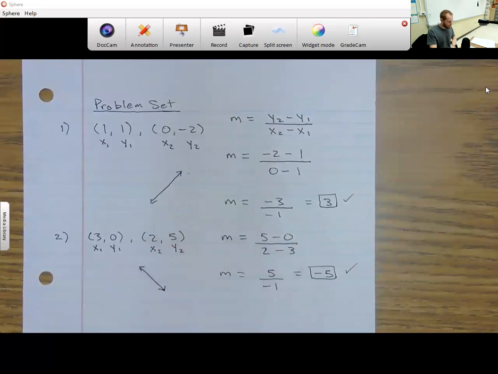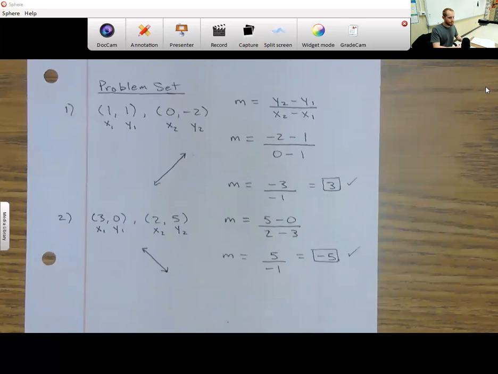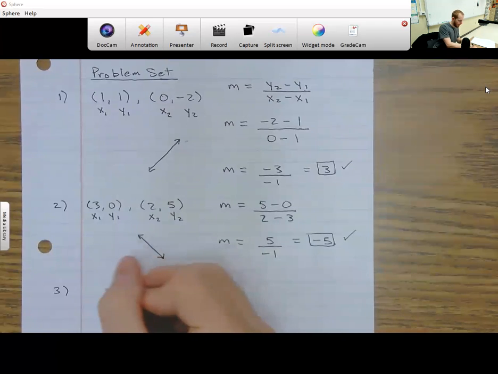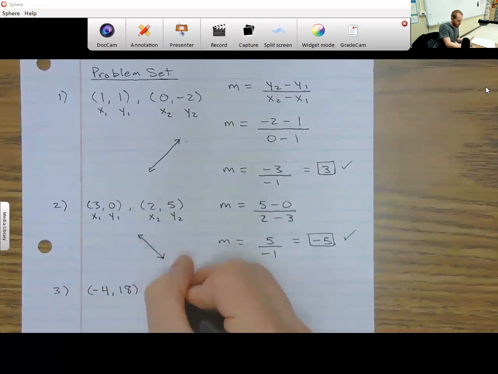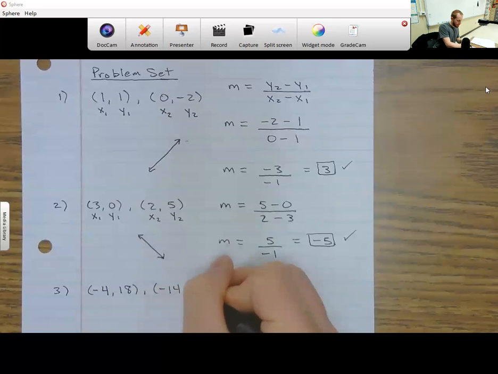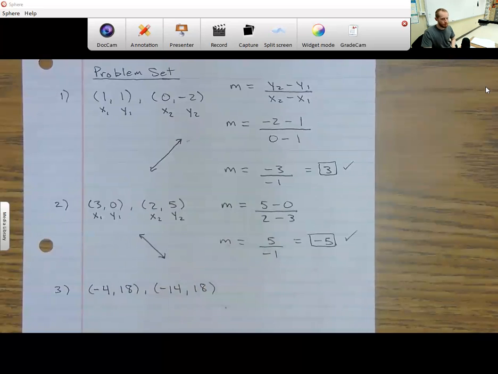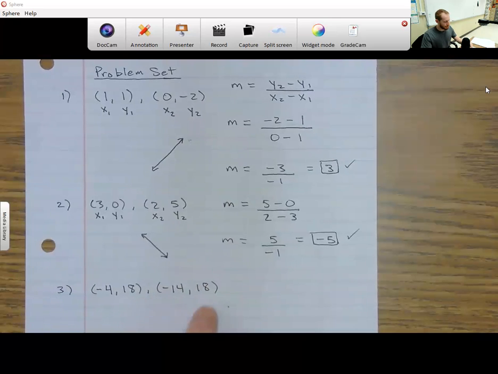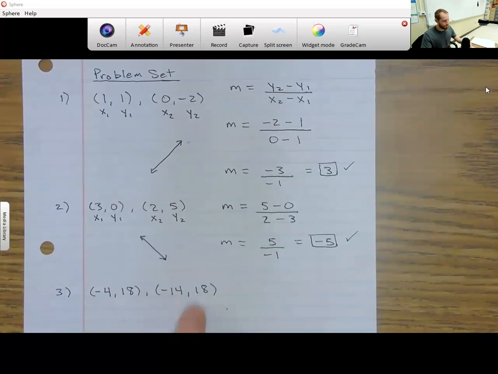Okay, let's look at 3. So 3 says I'm going to have -4, 18, and I'm going to have -14, 18. So these are the 2 points that they give me. I notice that the y coordinates are the same. That's going to help me out when I get to the formula.